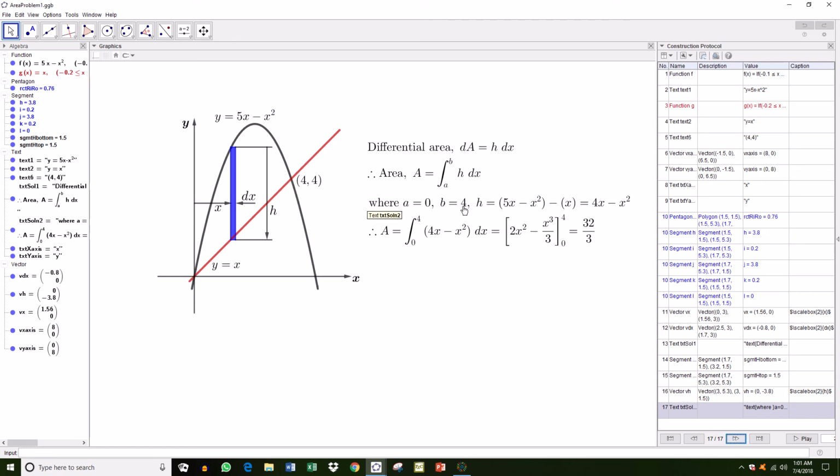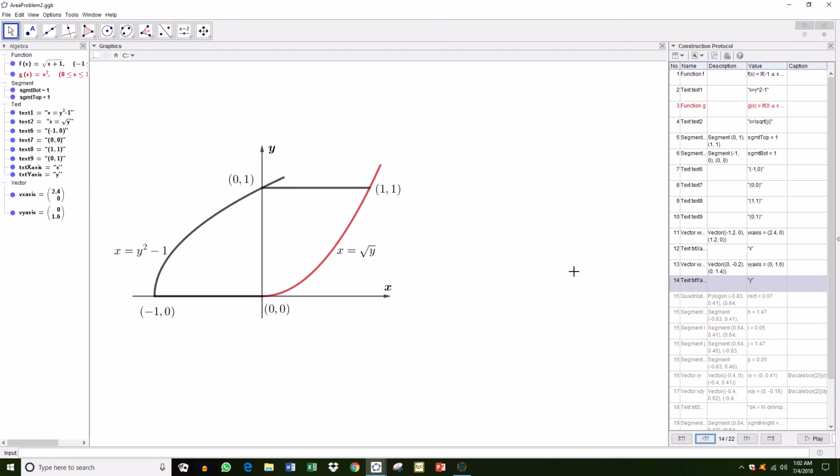And h is 5x minus x squared minus x. That is precisely what I have here. And the rest of it is straightforward. Integral from 0 to 4 of 4x minus x squared, and you get 32 over 3. Simple? I think so. So next thing, I'll pick up another problem and show you how to do this.